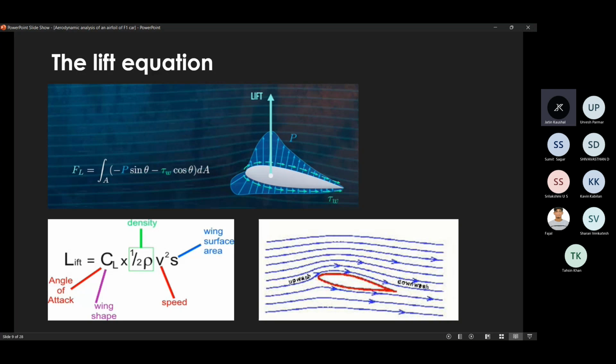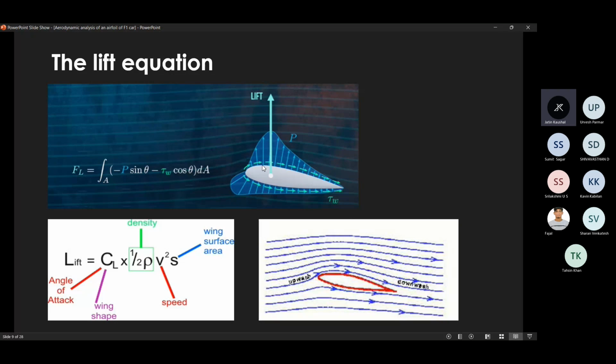The lift equation, how we quantitatively explain the lift. For any body in air, it experiences two forces.